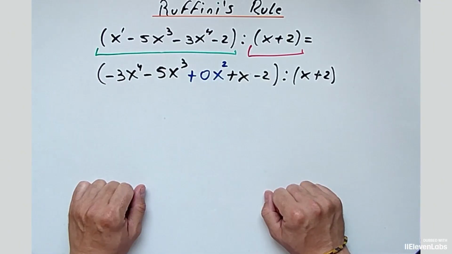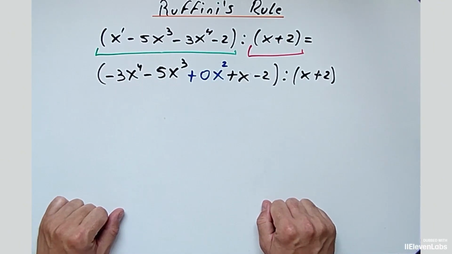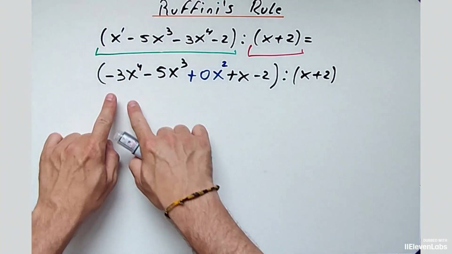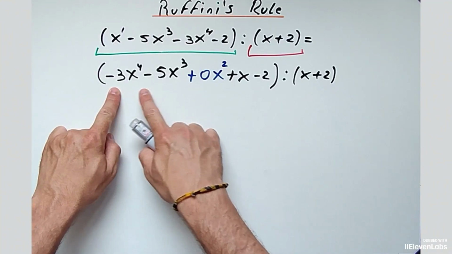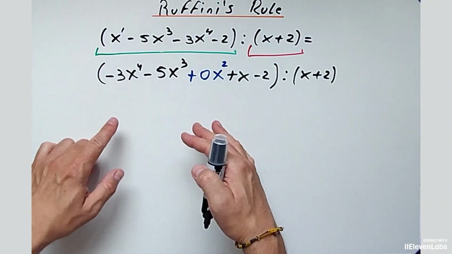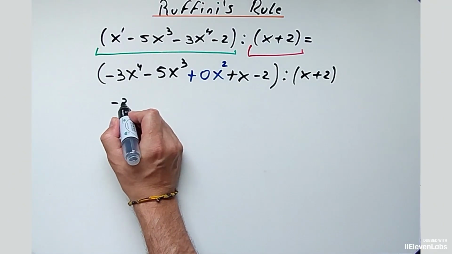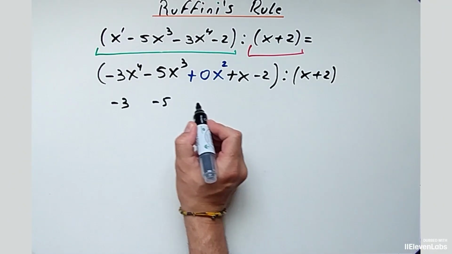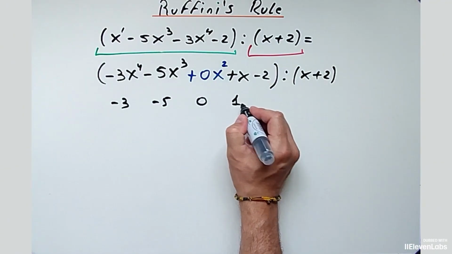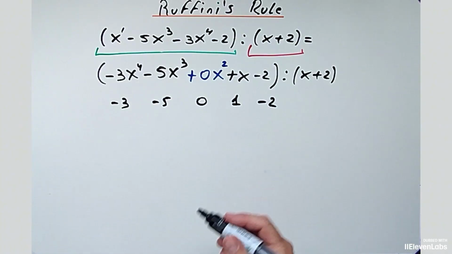Now then, let's begin to see how Ruffini's rule works. What are we going to do? We're going to take only the coefficients and the signs from the polynomial that I completed and ordered. In this case, it would be minus 3, minus 5, 0. Always remember that if there's nothing there, it's a 1, minus 2.